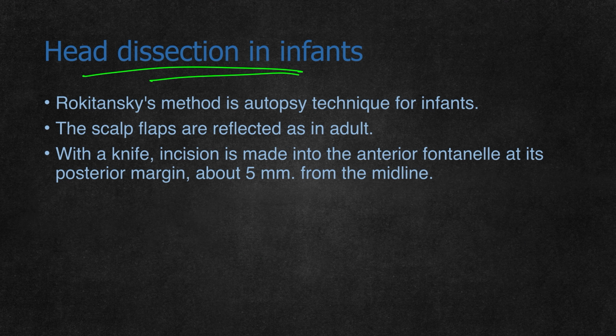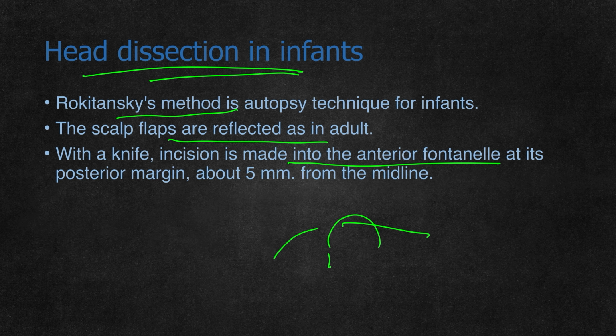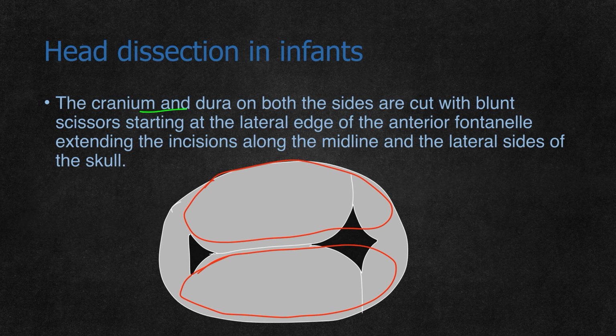Next, dissection of the head in infants. In infants, special care has to be taken in dissecting the skull since it is not completely calcified. Usually the Rokitansky method is adopted. The scalp flaps are reflected as in adults, with a coronal incision. With a knife, an incision is made about the anterior fontanelle at its posterior margin about 5 centimeters from the midline. Then the cranium and dura on both sides are cut with blunt scissors, starting at the lateral edges of the anterior fontanelle and extending the incision along the midline and lateral sides of the skull.